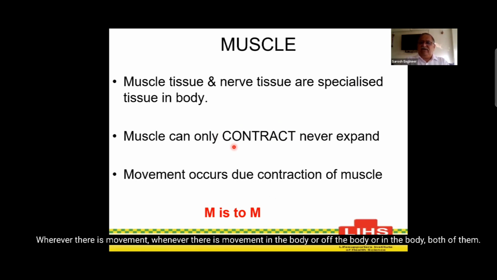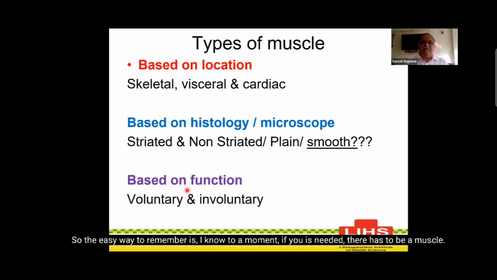Whenever there is movement in the body or of the body, both of them, that movement can only occur due to contraction of muscle. Muscle contraction is the main thing responsible for movement. I'm using 2 words, movement in the body and of the body. So the easy way to remember is M is to M. Movement, if it is needed, there has to be a muscle.